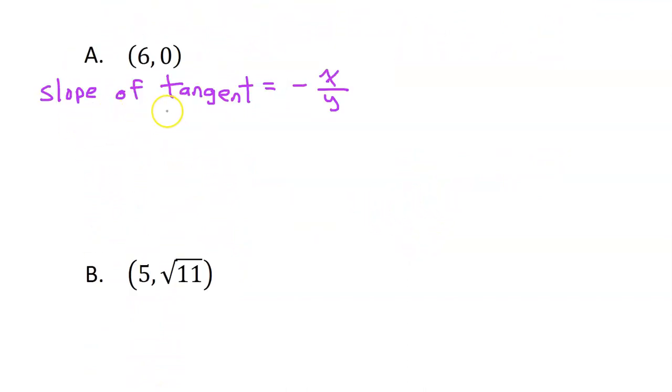So we can use this to generate the slope at any point. Okay, so the slope of the tangent line at the point (6, 0) can be found using negative x over y, but that's going to equal negative 6 over 0. Of course, this is undefined, which means we're dealing with a vertical tangent line.